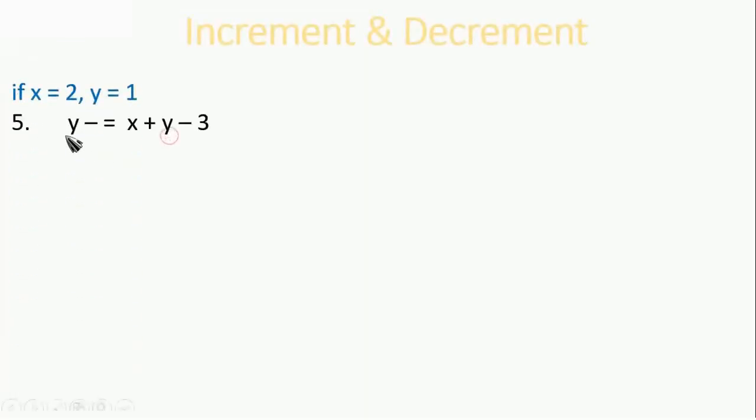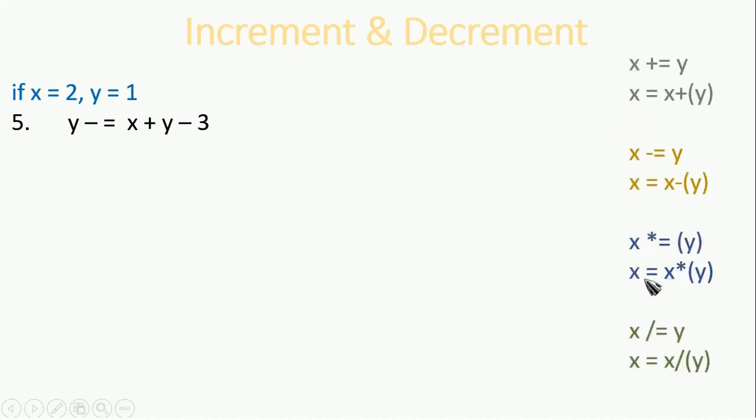Let us have the last sum, that is y -= x++ + y - 3. Here minus 3 is a constant, so we can write it as it is. So rewrite this as per the special indication: y = y - (x + y - 3). So the y's value is 1.